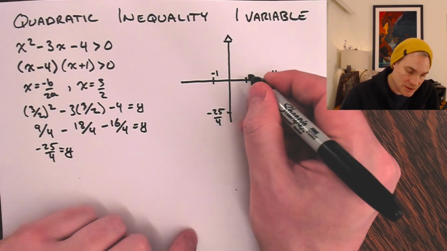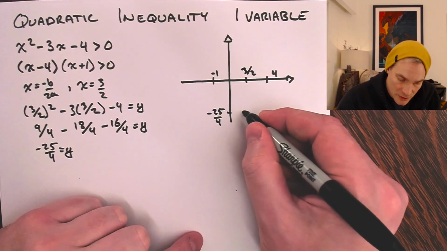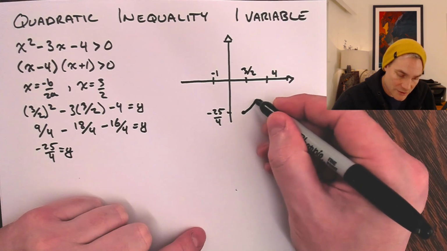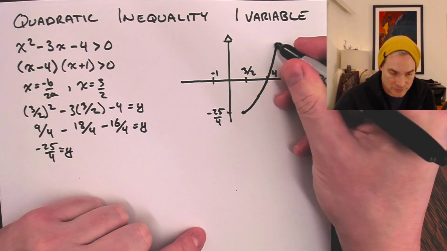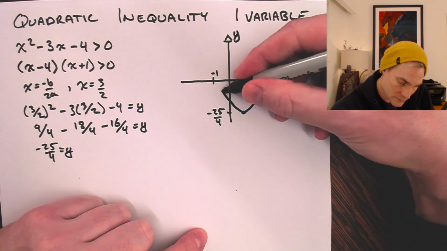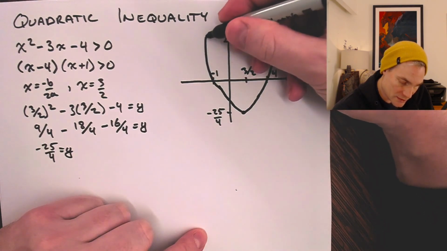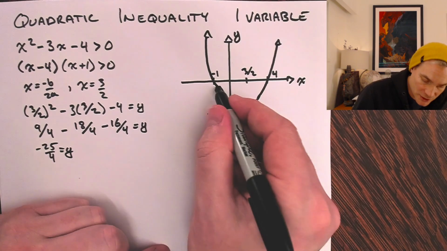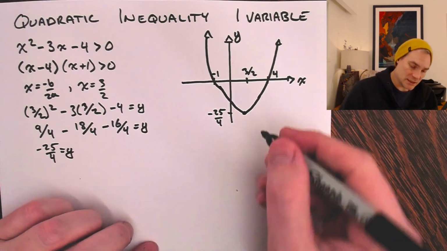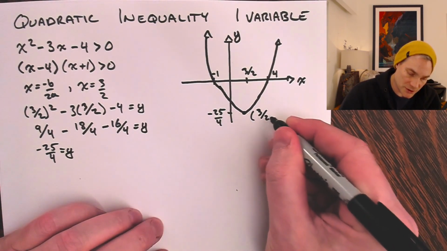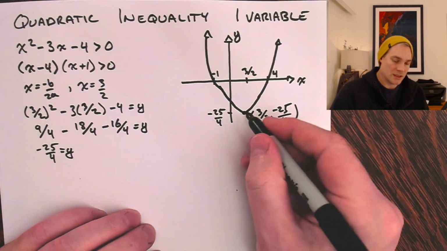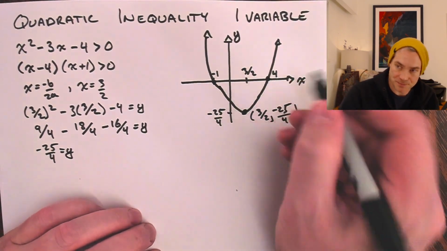And this happens at 3 over 2. So there is my vertex. So I can draw my graph in, my quadratic. And we should label the axes. That's kind of a straight line, but that's part of the quadratics, right? It's not very curved there, but we'll live with it. So now I've got the vertex here as well, which is 3 over 2 comma -25 over 4. That's right here. And these are my roots.